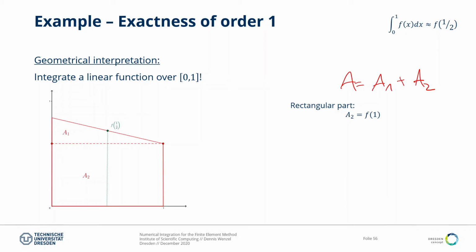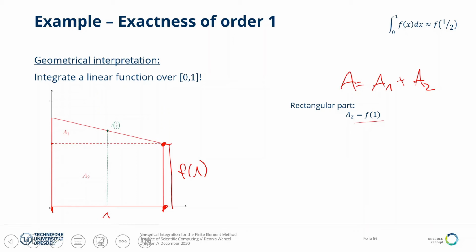Let's try to compute the areas of those individual parts. This length here is just 1, because it is the interval from 0 to 1. And this length here is given by f of 1, because here is 0 and here is f of 1. So the whole area of the rectangular part is given by the value f of 1.